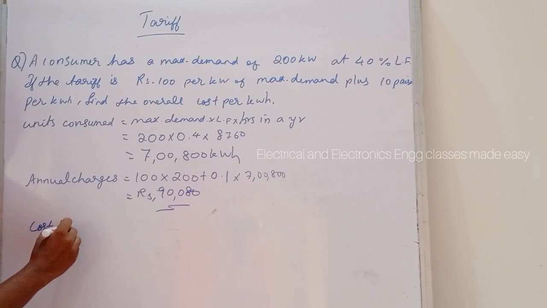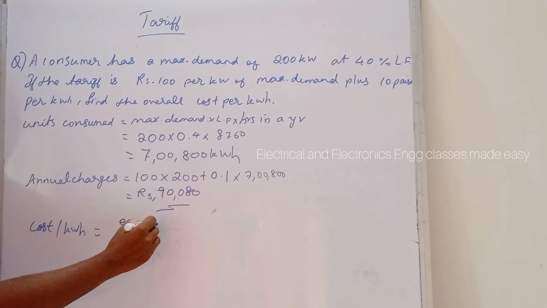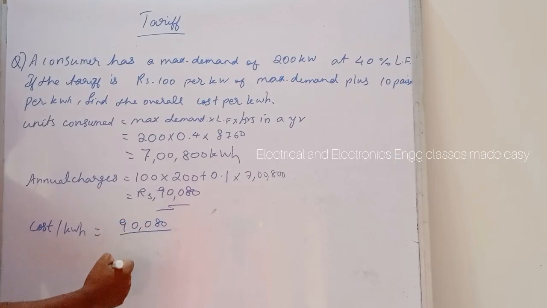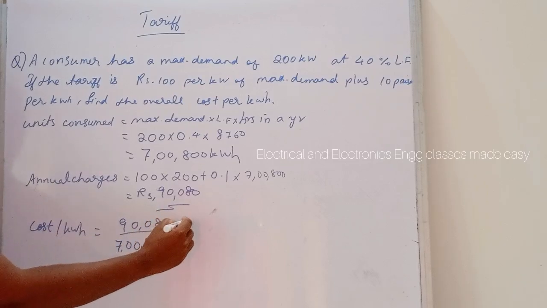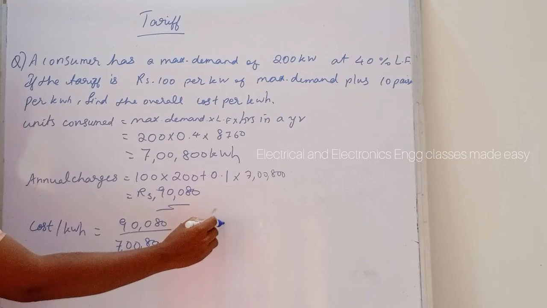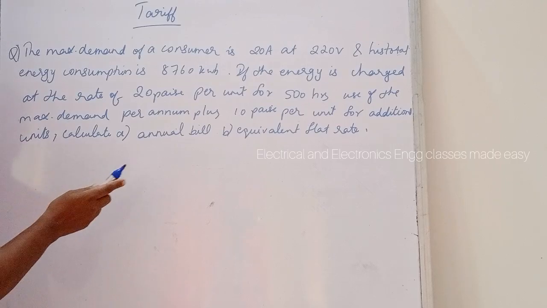Now we can find the cost per kilowatt hour. So cost per kilowatt hour is equal to 90,080 divided by 7 lakh 800, and that is equal to 12.85 paise. Let us do another problem.